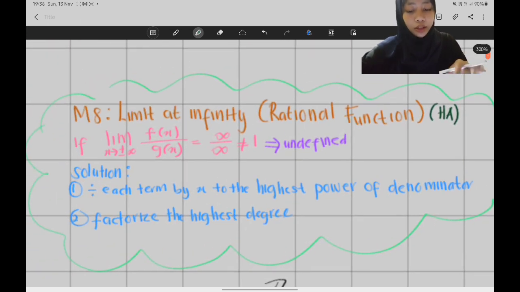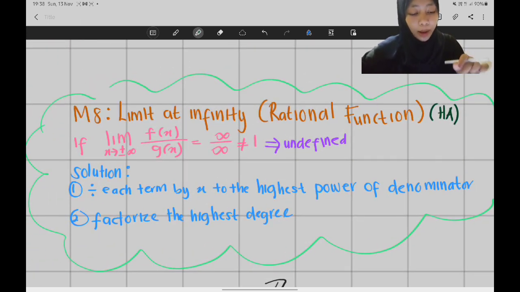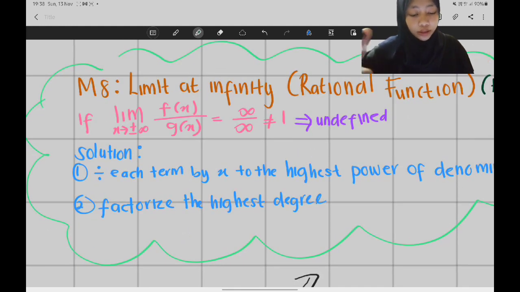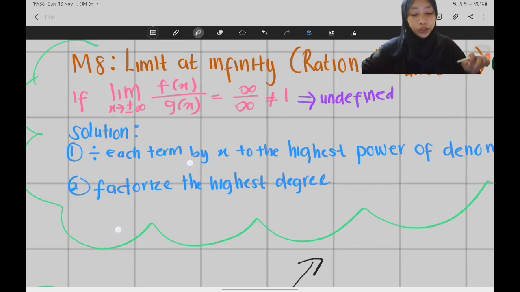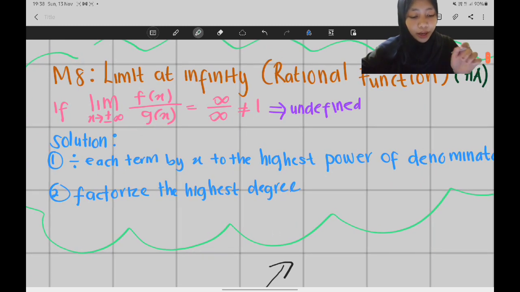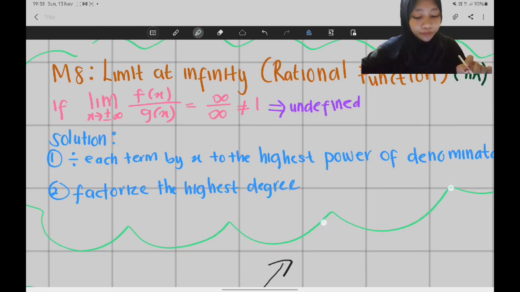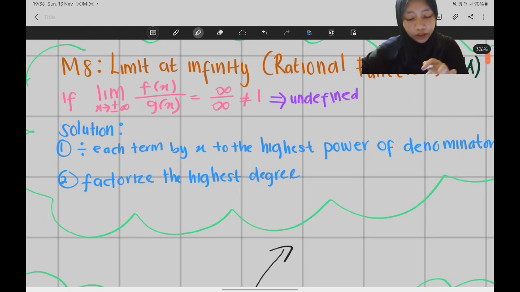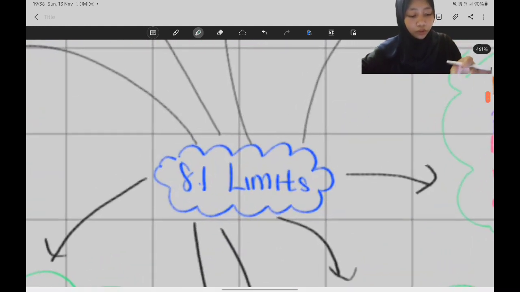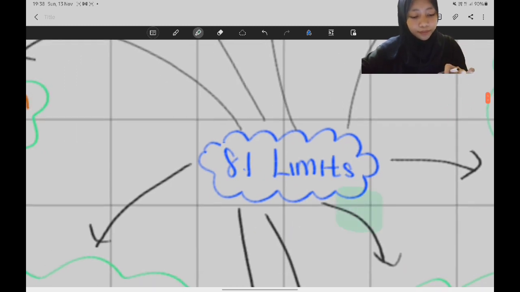And the last method is method 8, limits at infinity, but for rational functions. If after we substitute, it becomes infinity over infinity, it is undefined. So there are two solutions. The first solution is to divide each term by x to the highest power of the denominator. And the second solution is to factorize the highest degree. So that's all that you need to know for 8.1 limits.